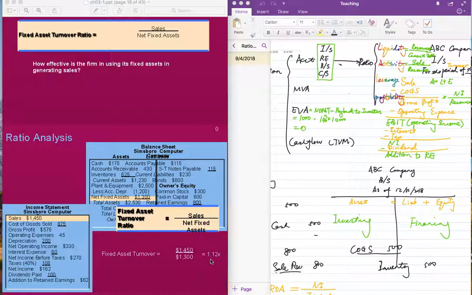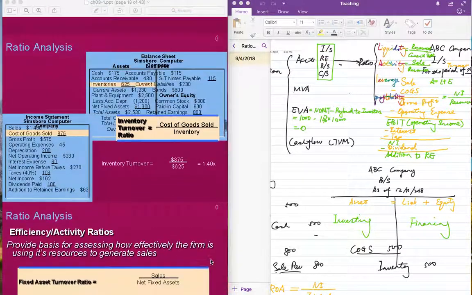And then you may ask, is it good? Is it efficient? Remember that I said at the very beginning, no, you cannot just look at one number, 1.12, in isolation to arrive at a conclusion. Is this firm efficient enough in generating sales? You have to compare with some other firms or the industry par. If the industry par gives you 1 time, I would say at least the Simsparrow Computer Company outperforms the industry in terms of fixed assets turnover ratio.